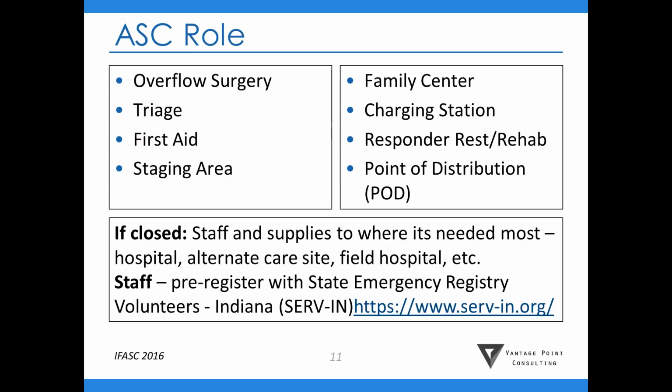Other ways that these surgery centers might be utilized, and this is going to be more in cooperation with the public health departments versus an individual hospital for these type of events. You might be able to be used as what we call a family center. Anytime there's a mass casualty incident, there's going to be a lot of family members congregating either at the incident site or at the local hospital until they're reunited with their injured family members.